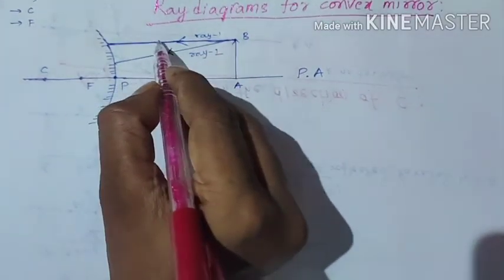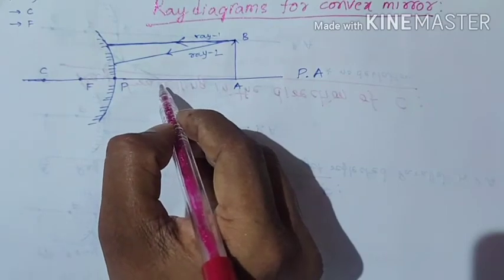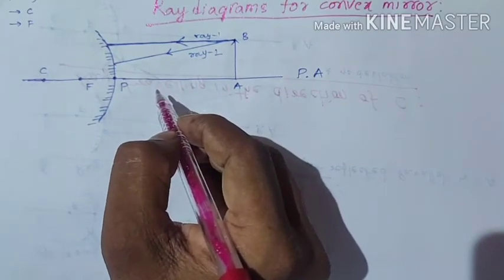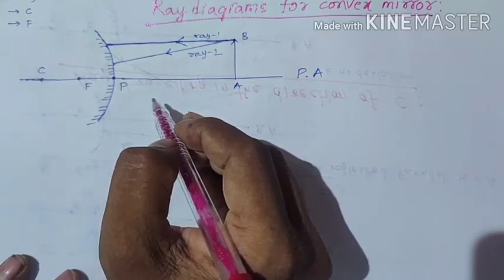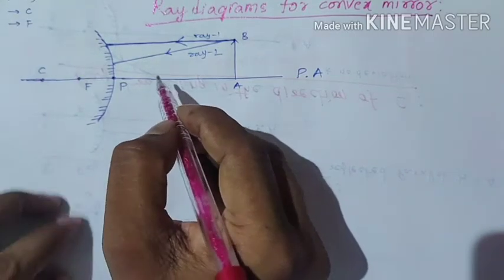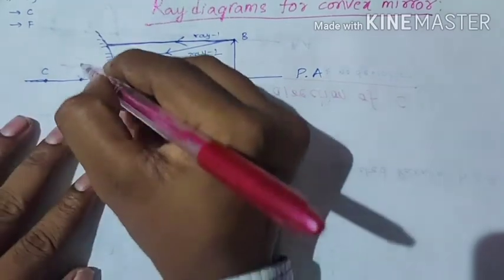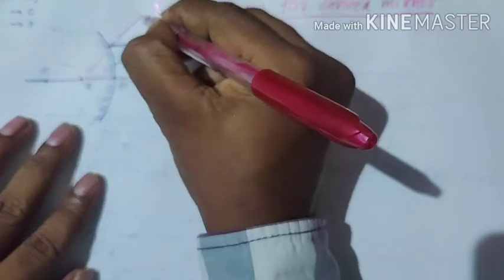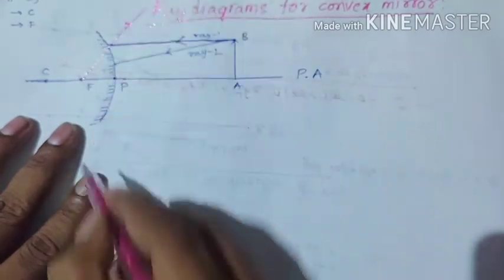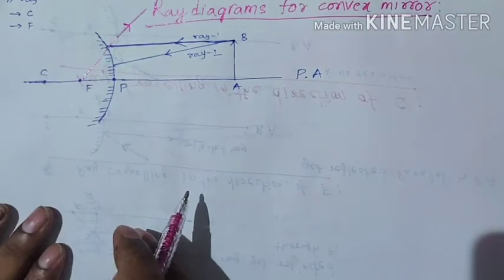So if you see, the ray 1 is parallel to the principal axis. You know that the ray which is parallel to the principal axis will always be reflected through focus. So where is the focus? This is focus. So in this way the first ray will be reflected.